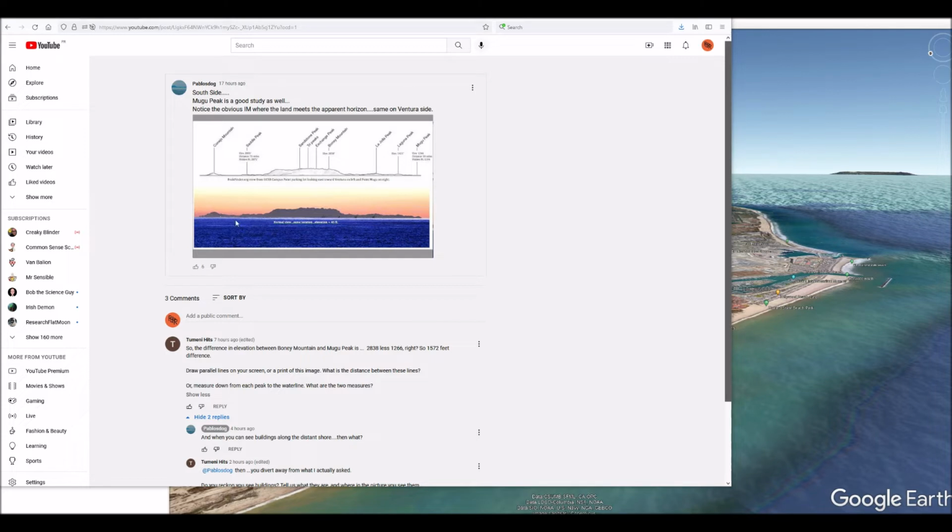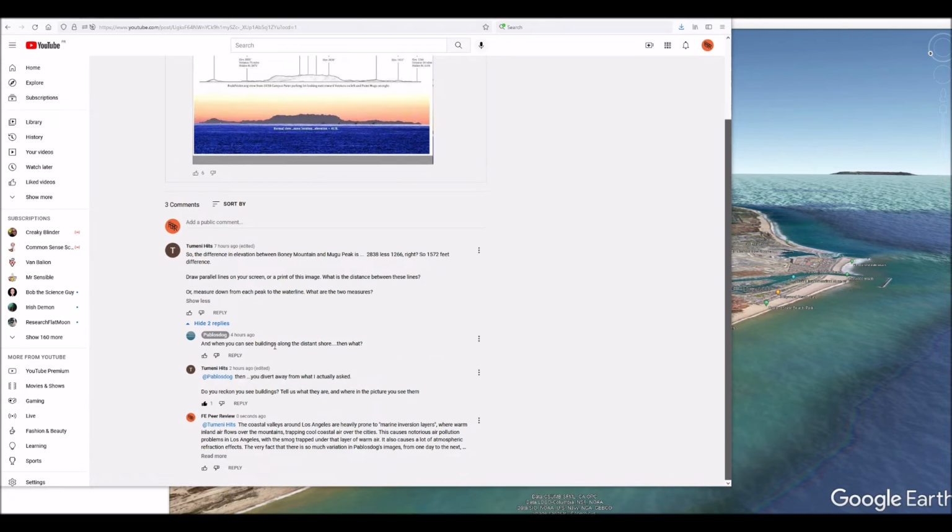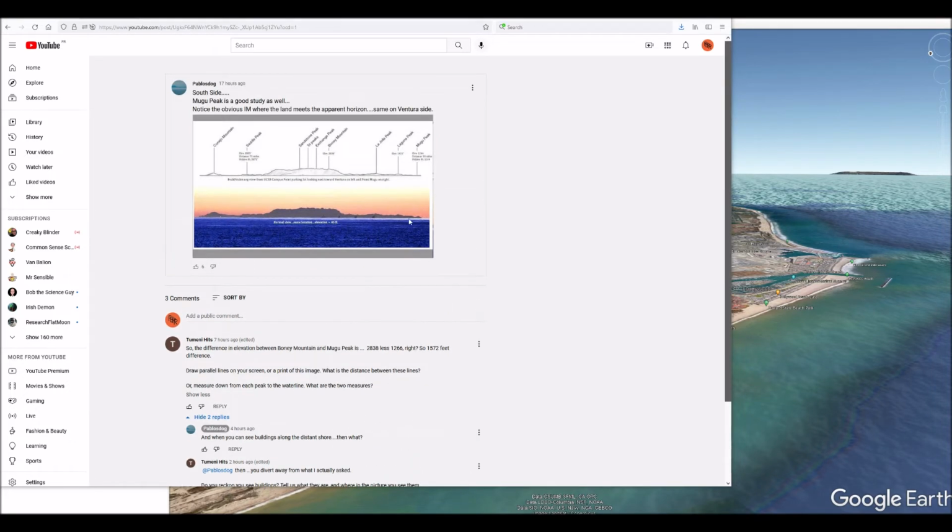In other words, he's getting at where does this water line appear relative to those peaks in order to determine whether or not a portion of the mountains is being hidden from view. Pablosdog doesn't answer the question. He sidesteps it, avoids doing the real work. But he says, and when you can see buildings along the distant shore, then what? So what he's suggesting with that is that he can see buildings along that distant shoreline. So the implication is he's seeing the shoreline. Nothing is hidden. Well, that may be at times the case.